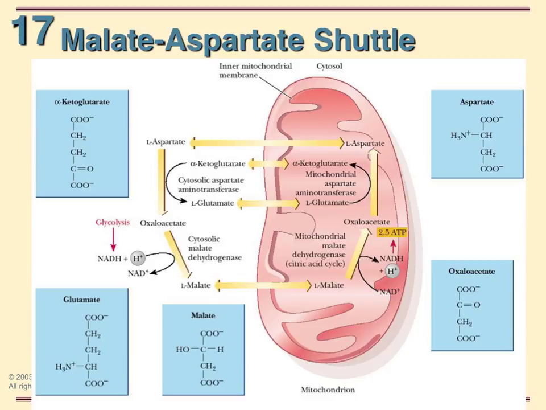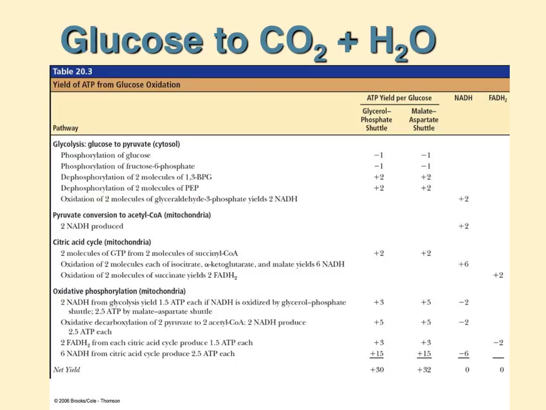This is really just a review of the semester in some ways, to show you that if you start off with glucose and you go all the way through the electron transport chain and oxidative phosphorylation, it depends on which shuttle system you use how many ATPs you get ultimately. If you use the glycerol phosphate shuttle, you make 30 ATPs for every glucose. If you use the malate-aspartate, you make 32.